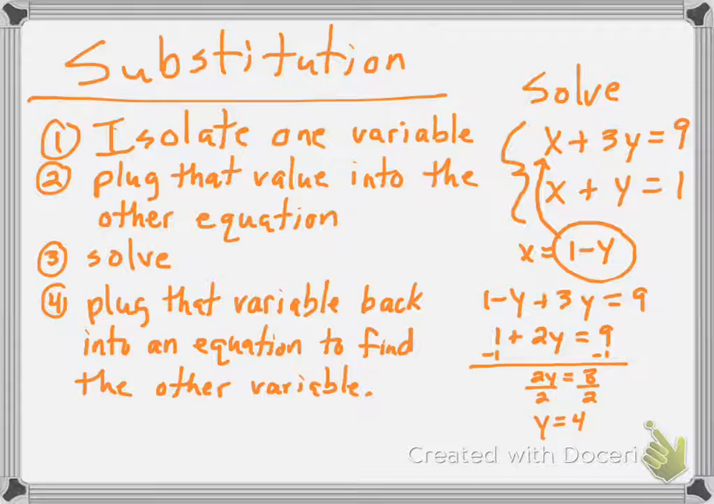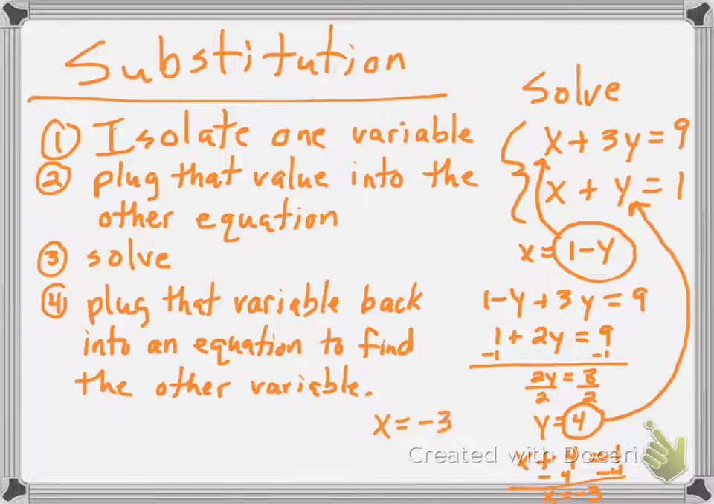Now, step 4. I have to plug that value back in to the equation. Okay? So I'm going to plug the 4 in for y. That gives me x plus 4 equals 1. So I can solve that, subtract 4, and I get x equals negative 3. So my solution is x equals negative 3, y equals 4.